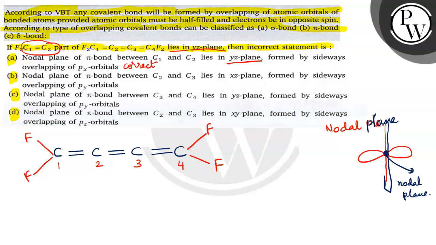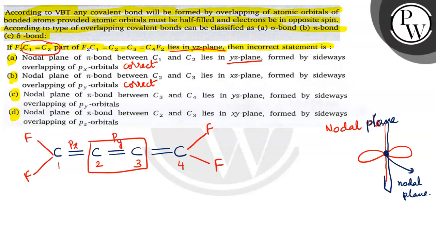Next, option B, nodal plane of pi bond between C2 and C3, ये दोनों के बीच में, lies in XZ plane, formed by sidewise overlapping of py orbital. So ये हो गया px ऑर्बिटल के वजह से नोडल प्लेन ऑफ पाई बॉन्ड फॉर्म हुआ है. यहाँ पे नोडल प्लेन ऑफ पाई बॉन्ड इज फॉर्म्ड बाय ओवरलैपिंग ऑफ py ऑर्बिटल. So this is also correct. हमें इनकरेक्ट स्टेटमेंट फाइंड आउट करना है.